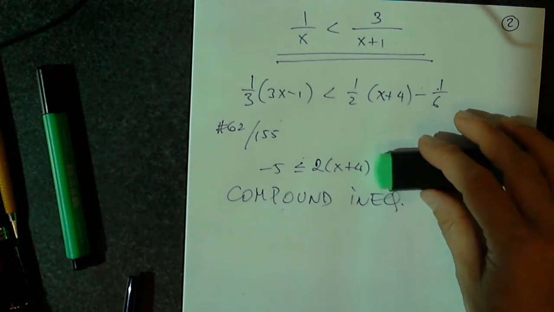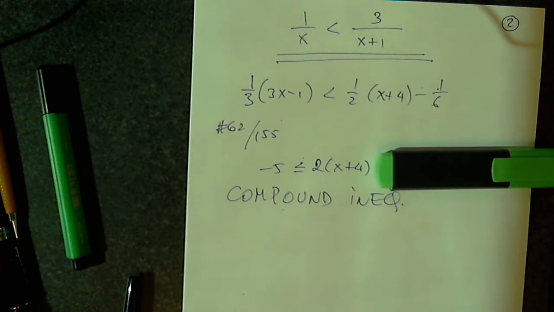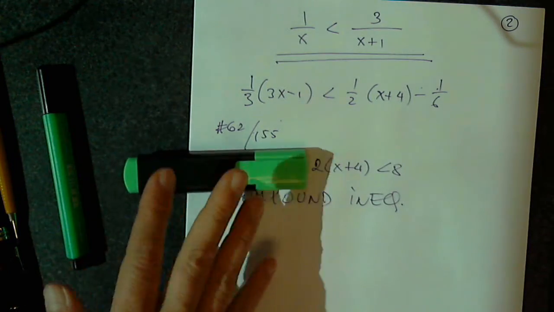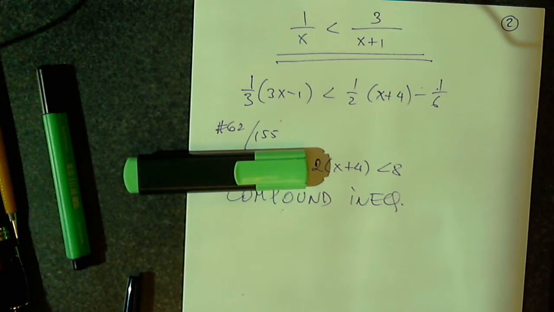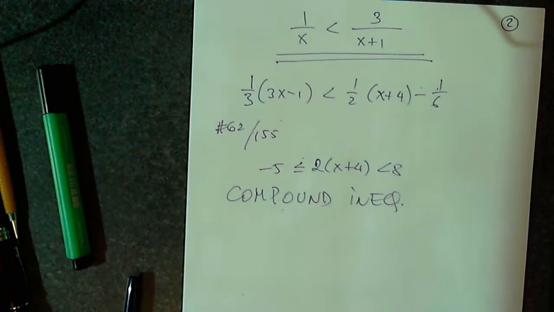If you notice, this is one inequality, and this is the other. So we call it a compound inequality. How do I solve a compound inequality? Any suggestions here, or what do you think if you remember? What should we do?